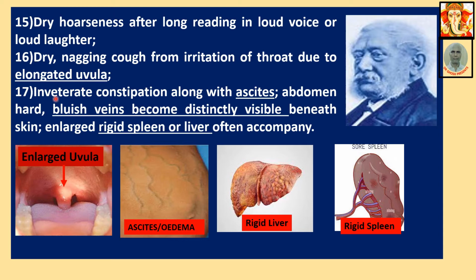Number 17. Inveterate constipation along with ascites. Ascites means actually accumulation of water in the abdominal cavity. This is the picture of ascites. Abdomen hard, bluish vein. See, this bluish vein is visible completely, distinctly visible beneath skin.